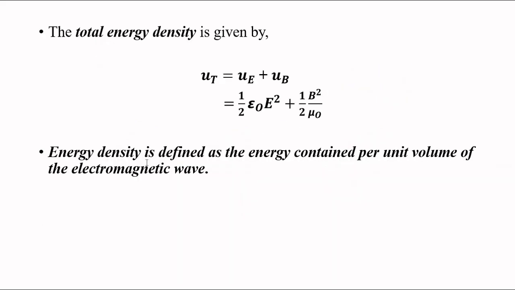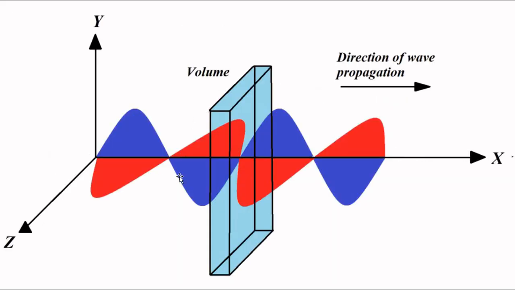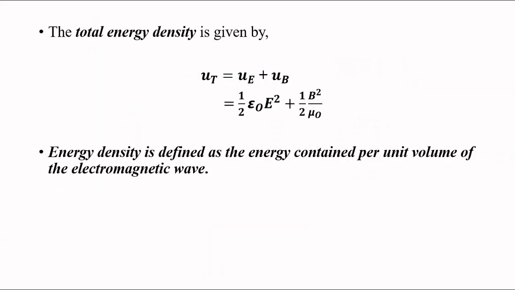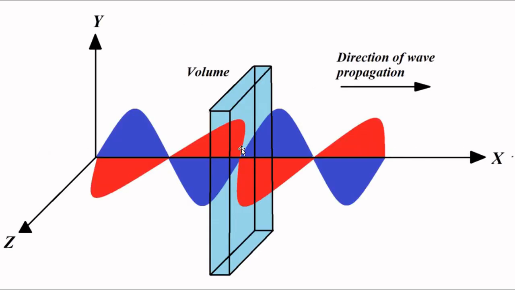So energy density is, if we consider an imaginary volume, a three-dimensional volume, the energy contained in that particular volume, per unit volume, that is called energy density, energy by volume. Okay, energy per unit volume of the three-dimensional space, that is called energy density.